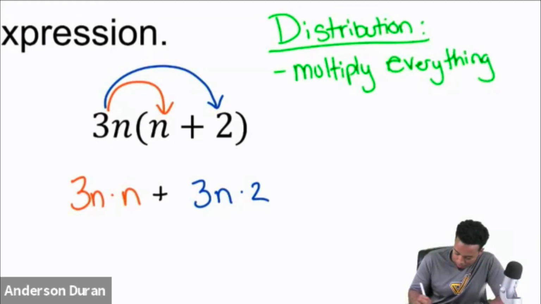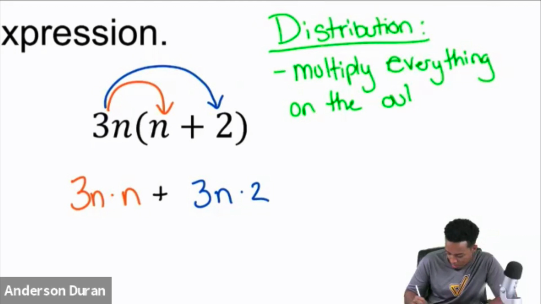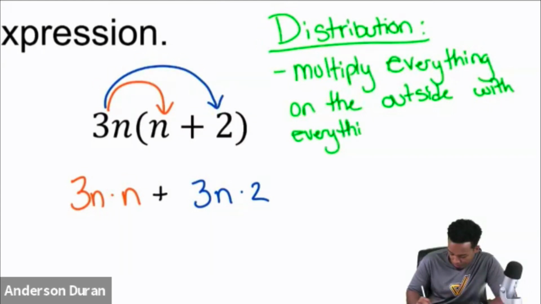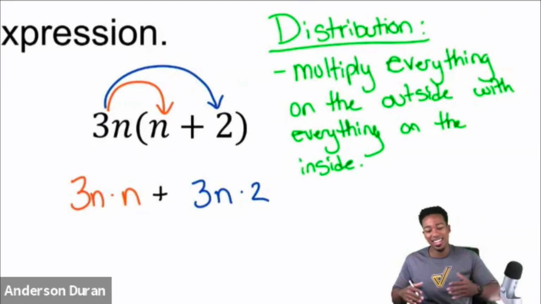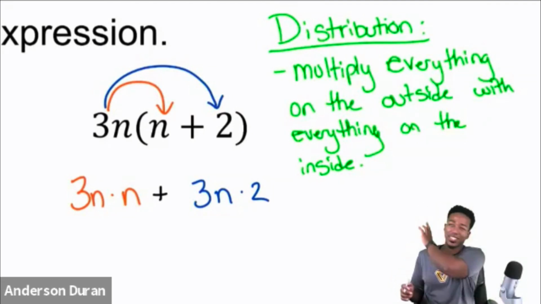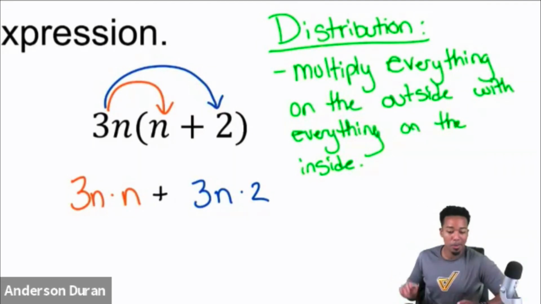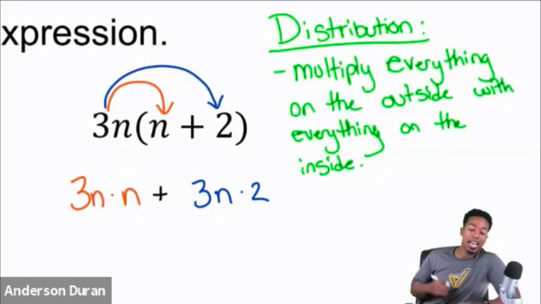Multiply everything on the outside with everything on the inside, all right? That's what it's going to be all about. I know that's chicken scratch. I typically don't write that messy, but yeah, everything on the outside with everything from the inside.